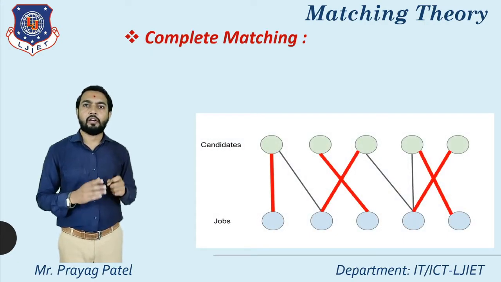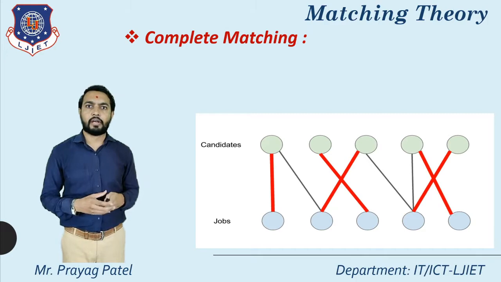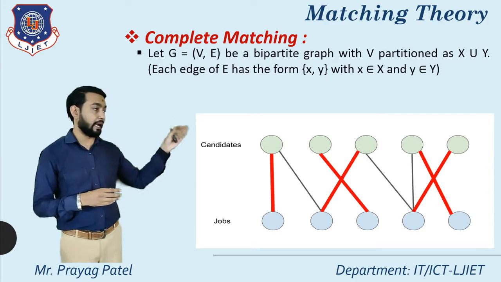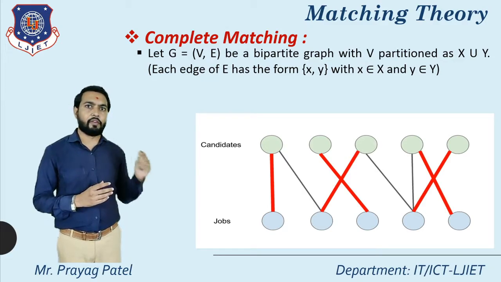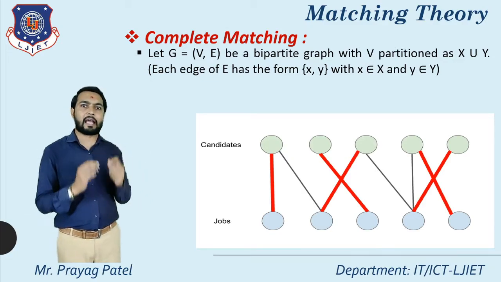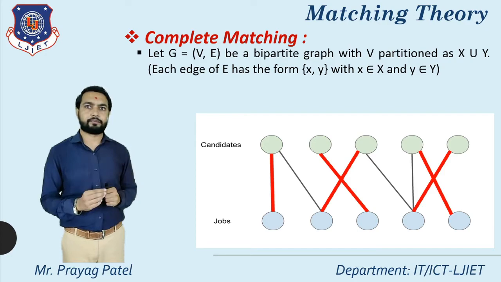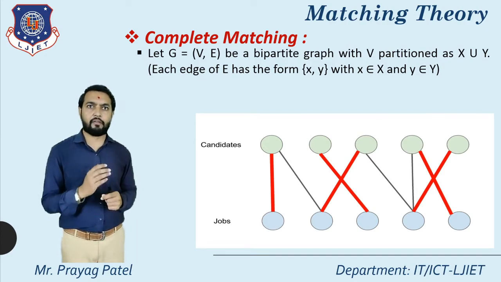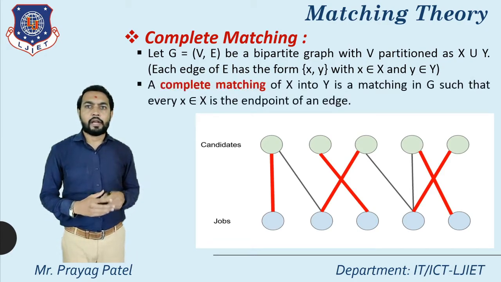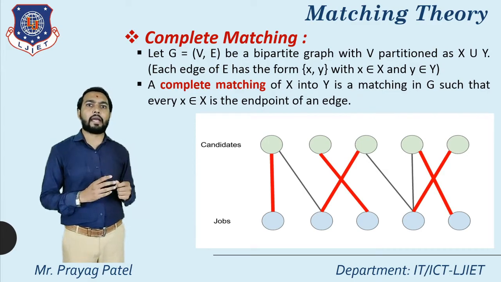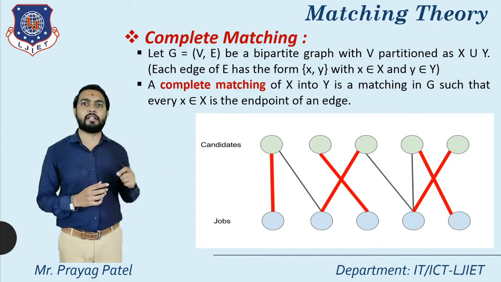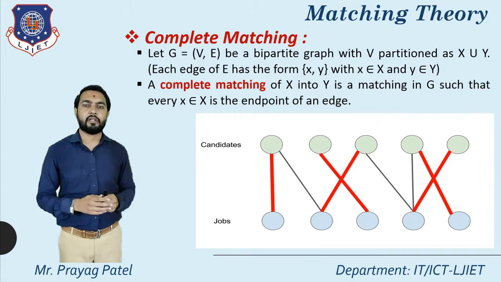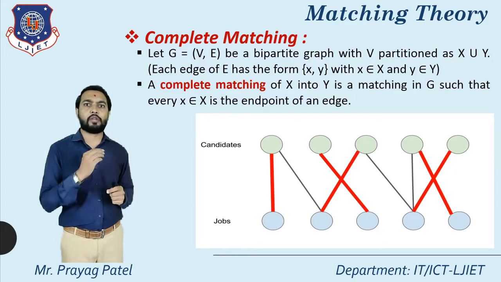Now what is a complete matching? In a complete matching, let G equal to (V, E) be a bipartite graph with V partitioned as X union Y, where x belongs to X and y belongs to Y. A complete matching of X into Y is a matching in G such that every x in X is the endpoint of an edge. That means all the X can be used.